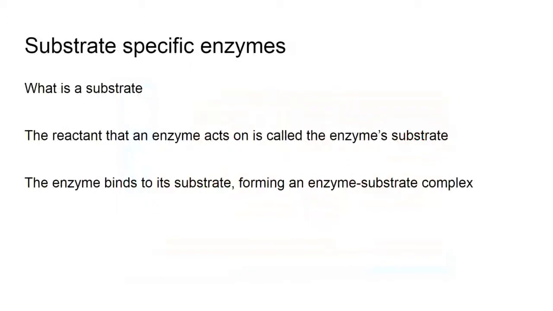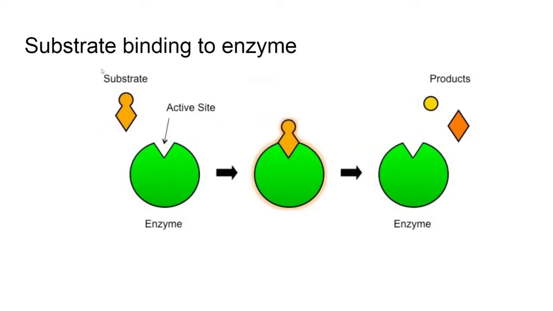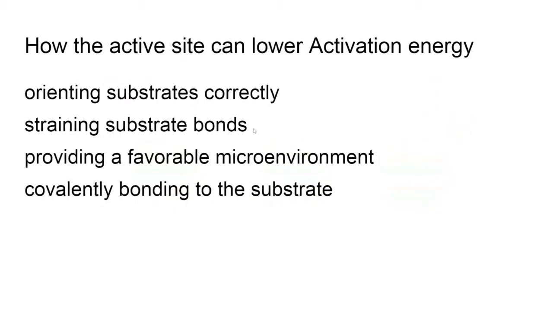So substrate specific enzymes. What are substrates? Well, substrates are the reactants that an enzyme acts on, and the enzyme binds to a substrate, forming an enzyme substrate complex. Over here is an example of a substrate binding to an enzyme. This is the active site, which is where a substrate will go. We see it going in here, bonding, and then we will have a product.